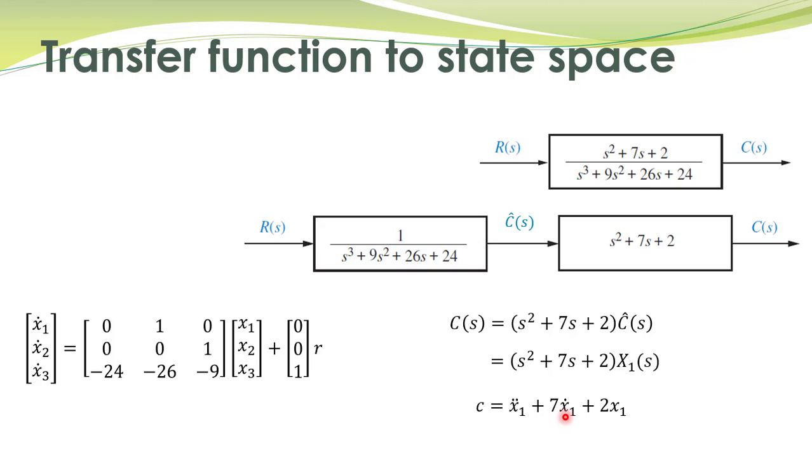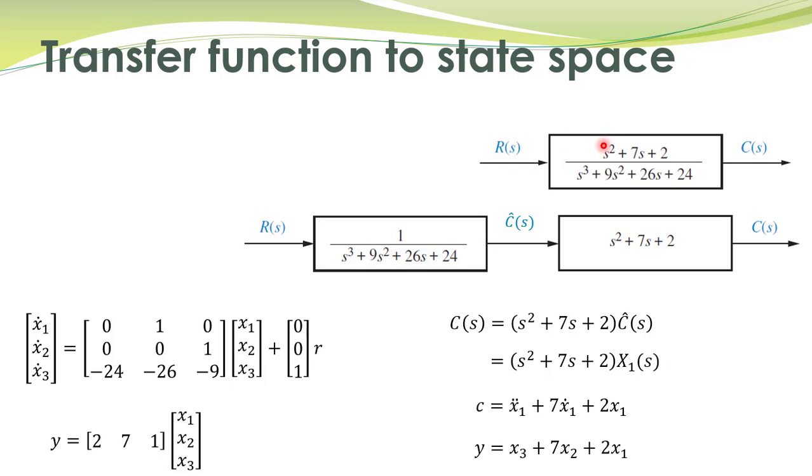Furthermore, what we see is that x1 dot is equal to 1 multiplied by x2. So x1 dot is equal to x2. Likewise x1 double dot is equal to x2 dot, and x2 dot is equal to x3. So writing this equation in terms of these state variables, we have this output equation, and that equation written in matrix form is over here.